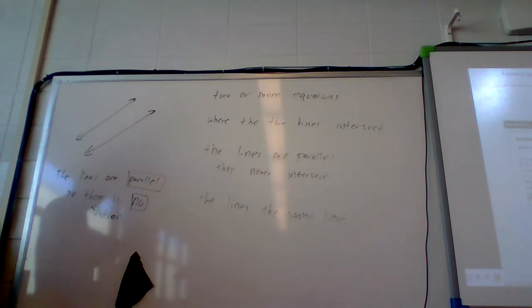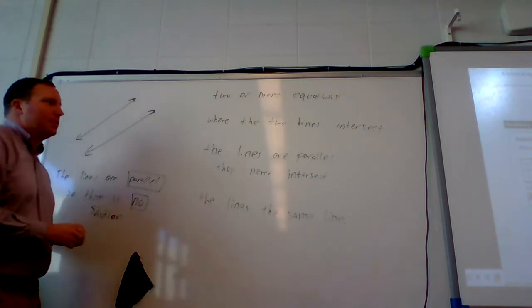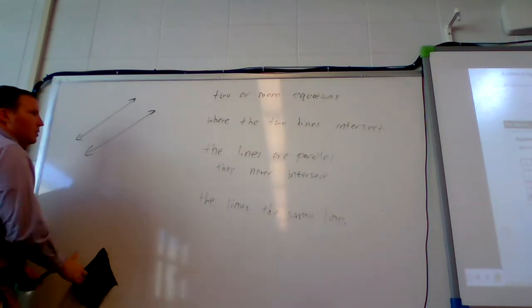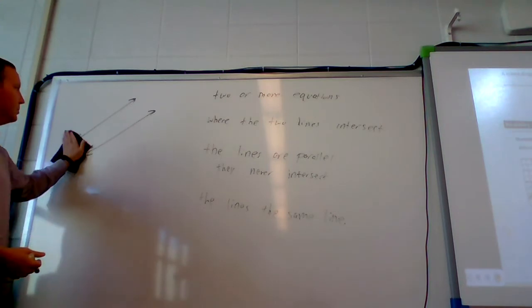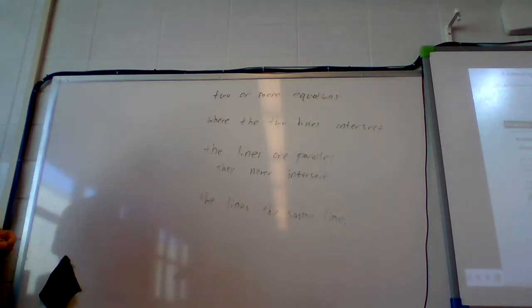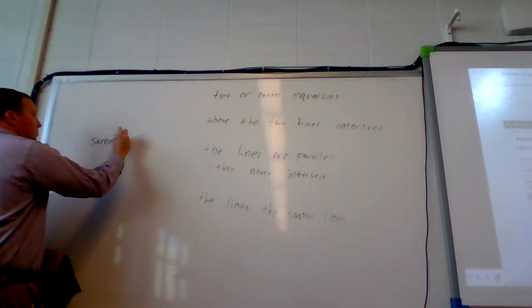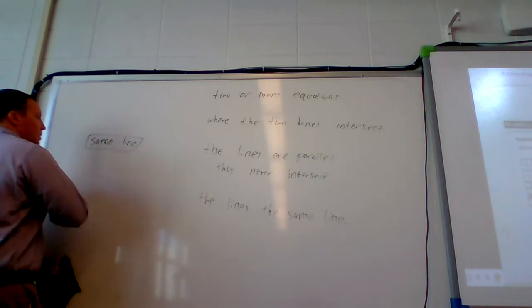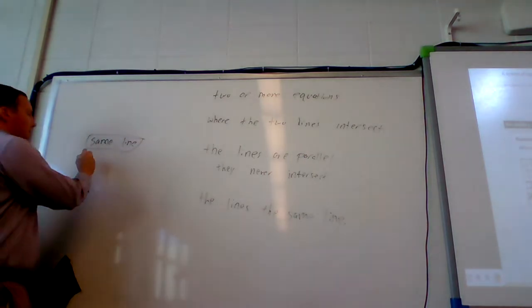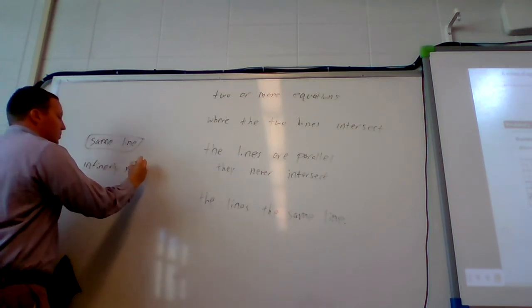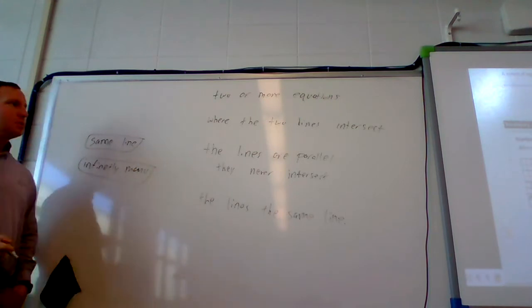And then our last one: same slope, same y-intercept. The lines are the same line. So there are infinitely many solutions. Again, same slope, same y-intercept. They are the same line, and there are infinitely many solutions.